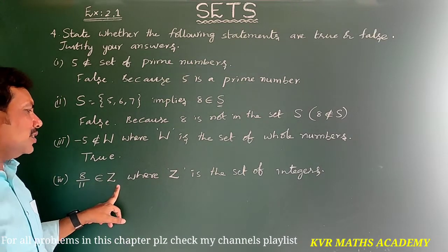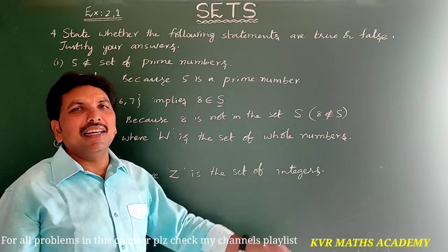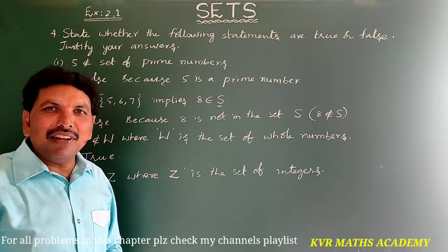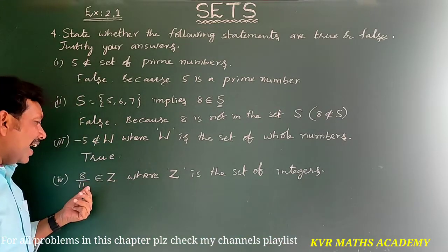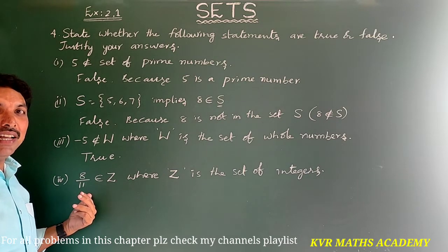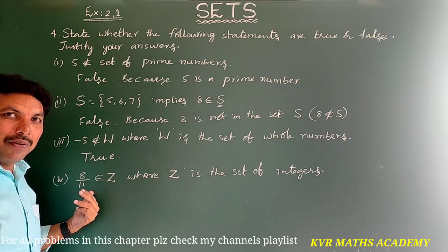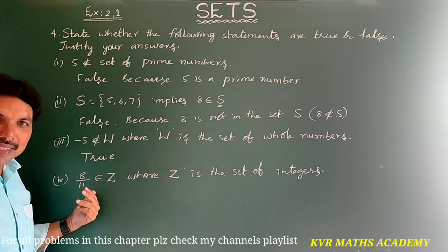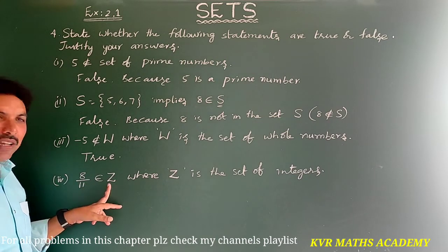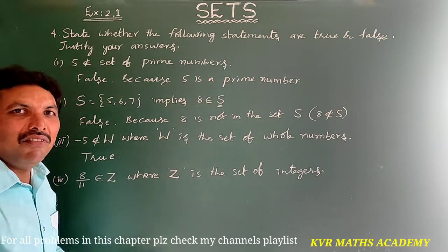8 by 11 belongs to Z, where Z is the set of integers. Z is the set of integers, clearly given. Here 8 by 11 is given. 8 by 11 is in the form of p by q. p by q means a rational number. So it does not belong to Z. So it is a false statement.